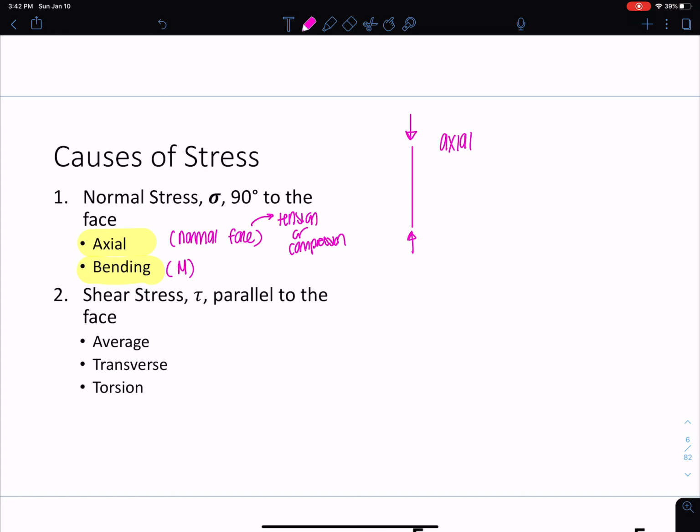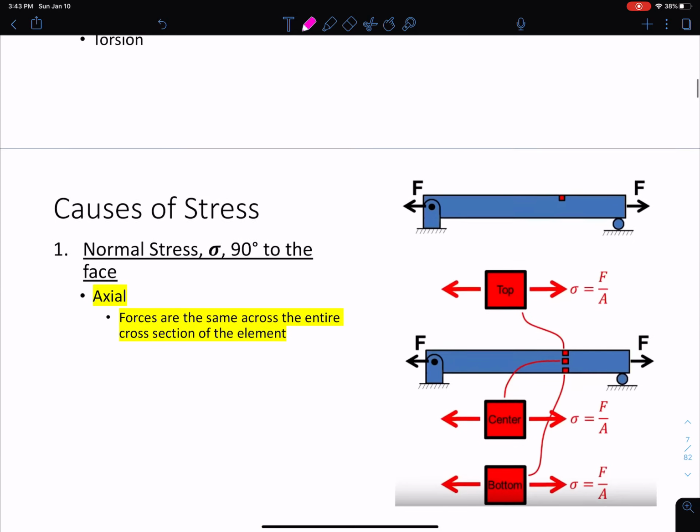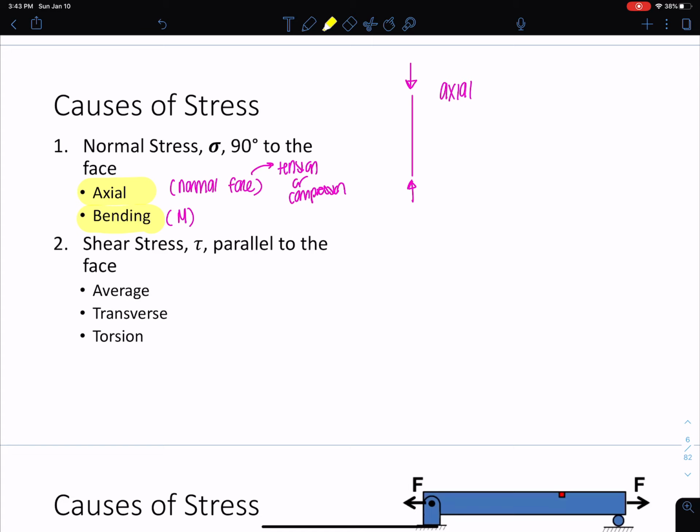Now shear stress, which is parallel to the face. Remember the little block that I drew? We can discuss average shear stress, transverse shear stress, and shear stress from torsion. We're going to go through all of these in more detail. I'll give you an idea of each of these in the next few slides. We're going to break down all of these: axial, bending, average, transverse, torsion in the next few slides. And this is also a really good preview of what this whole class is going to look like.